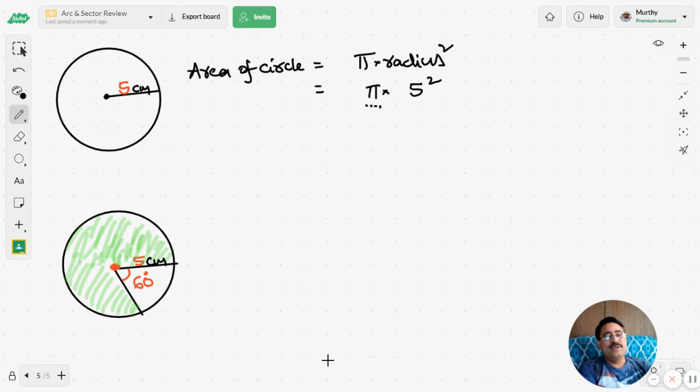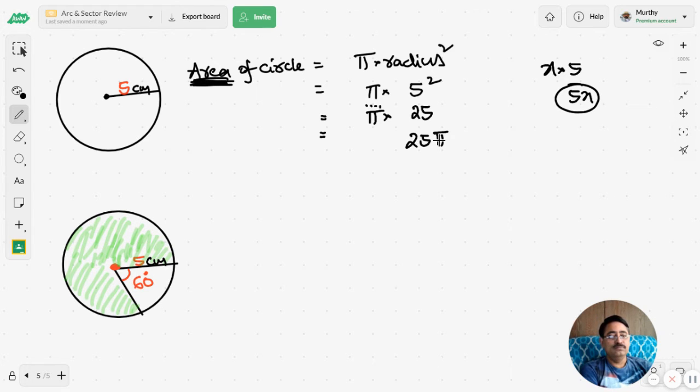Now, what is 5 squared? It is 5 times 5, that gives me 25. Pi times 25. If you are given x times 5, we say it is 5x, which means the constant is written in front of the variable. In the same way, pi times 25, let me write it as 25 pi. Remember, this is the area, so the units are to be expressed in square units.